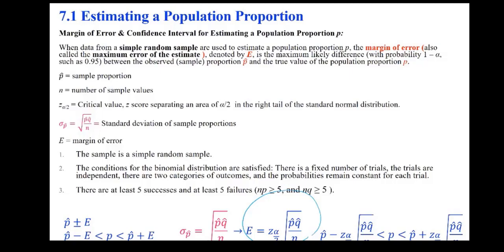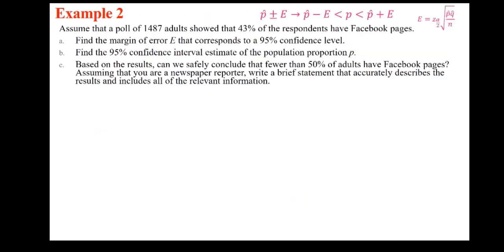Let's start with an example. Assume that a poll of 1,487 adults showed that 43% of the respondents have Facebook pages. A, find the margin of error E that corresponds to a 95% confidence level. B, find the 95% confidence interval estimate of the population proportion p. And C, based on the results, can we safely conclude that fewer than 50% of adults have Facebook pages? Assuming that you are a newspaper reporter, write a brief statement that accurately describes the results and includes all of the relevant information.